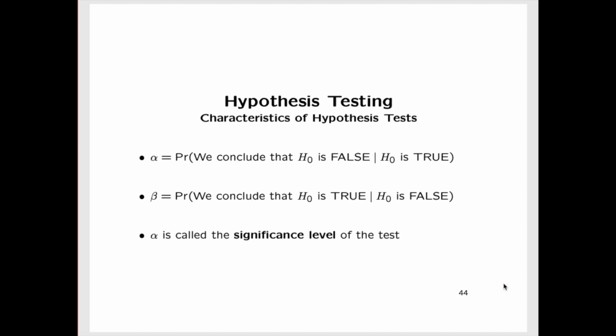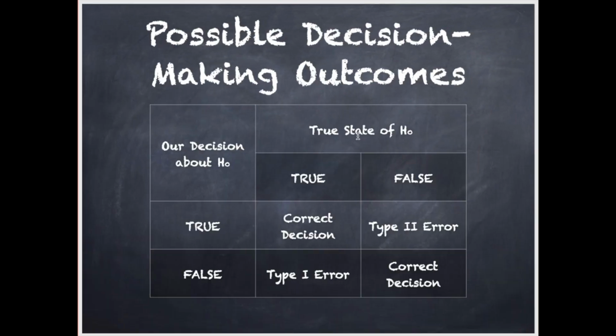Next, let's talk about characteristics of hypothesis tests. All right, and so let's consider what turns out to be a conditional probability. In particular, the conditional probability that we conclude that the null hypothesis is false, given that the null hypothesis is true. Now, this event, concluding that the null hypothesis is false when it's true, you'll remember, is a type 1 error.